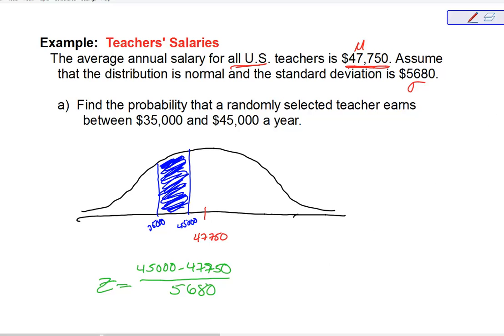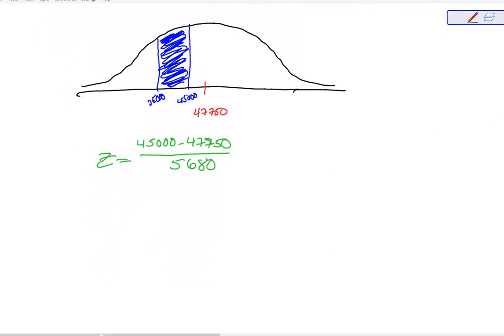So 45,000 minus 47,750 gives us negative 2,750 divided by 5,680, which gives us a negative 0.48. And remember to always round your z-scores to 2 decimal places.